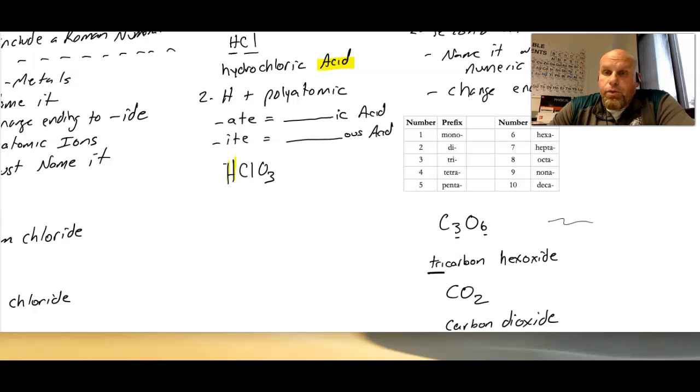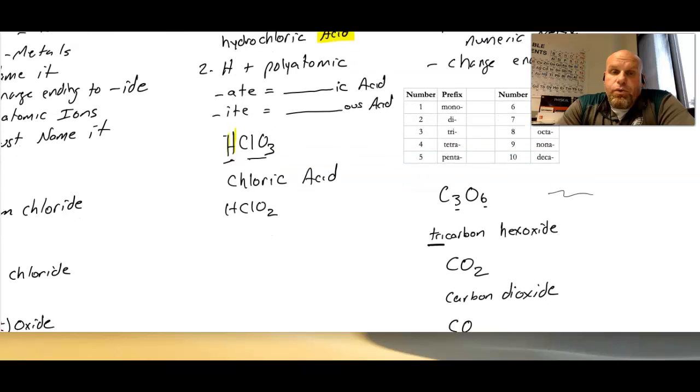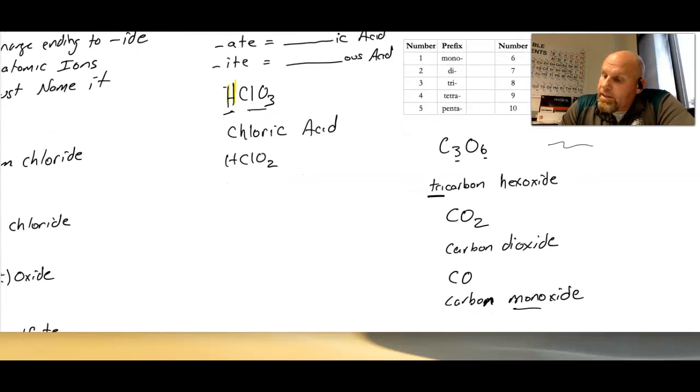If I had HClO3, again, acid, because it starts with a hydrogen. Now, this is clearly not an element. This is a polyatomic ion. That polyatomic ion is chlorate. So this would become chloric acid. Polyatomic ions that end in ATE become IC acids. If I were to have HClO2, that is now chlorite. So this would be chlorous acid.